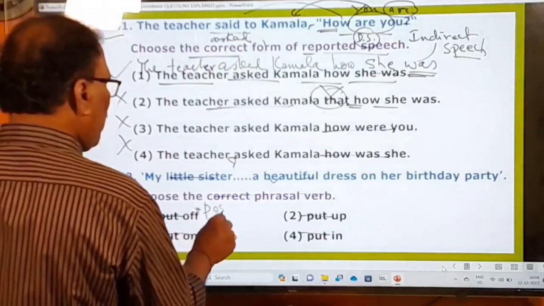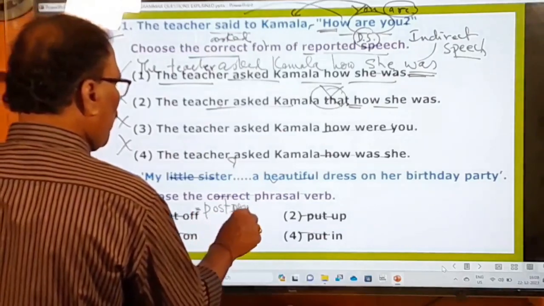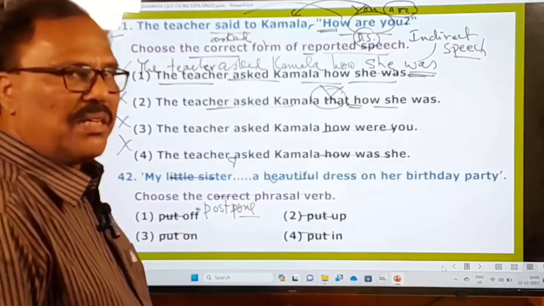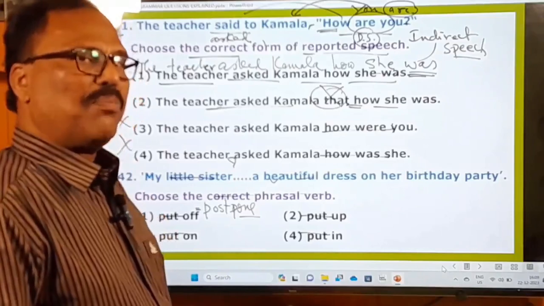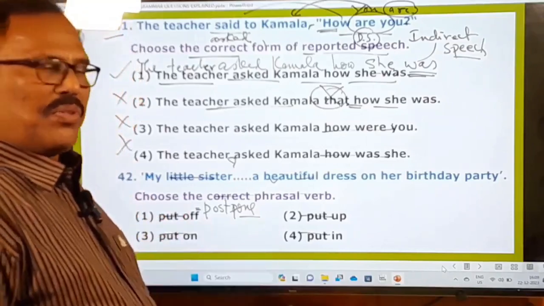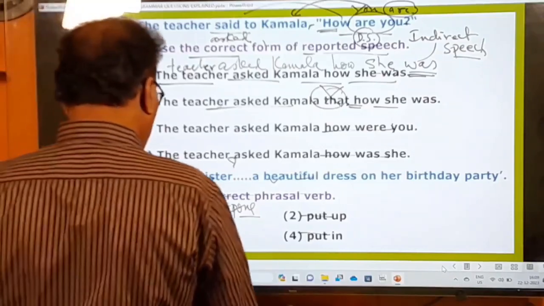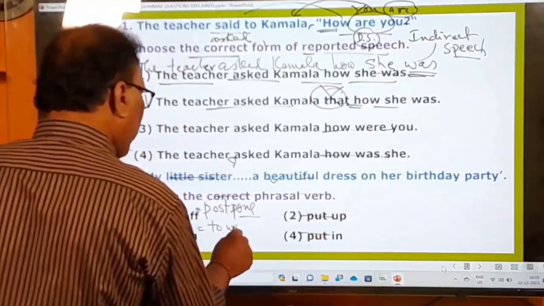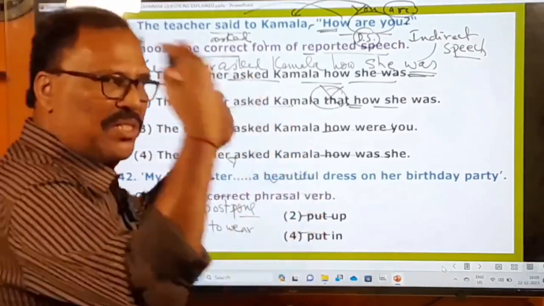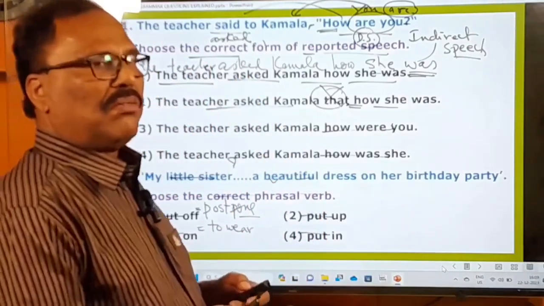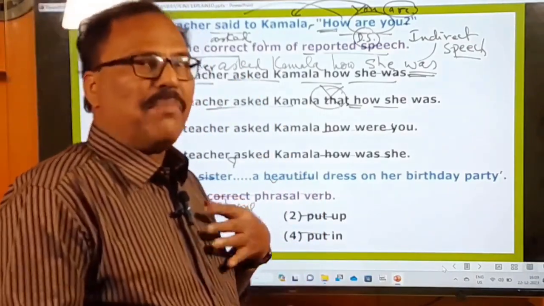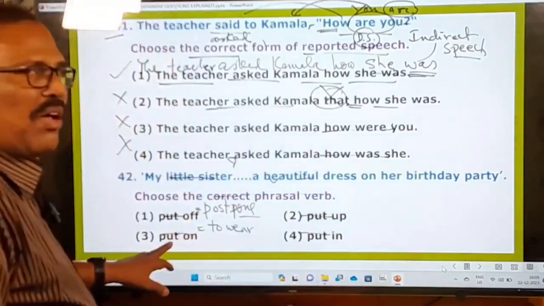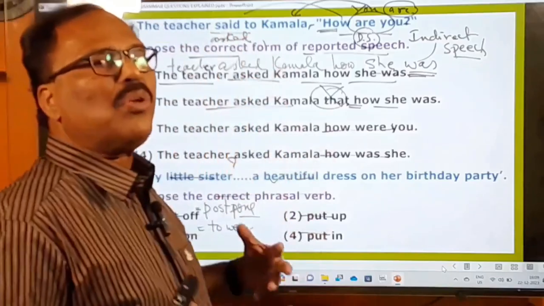Put off means postpone. The DSC examination has been postponed or put off. Put off means postponed, right? And here put on is there. Put on means to wear. Wear means to put on. So on festive occasions, the children wear, put on, new clothes.